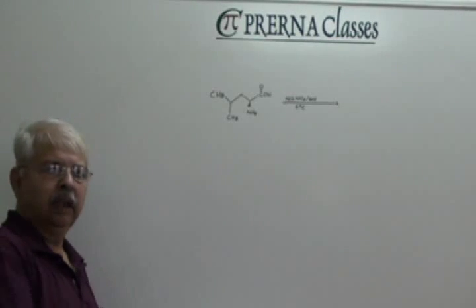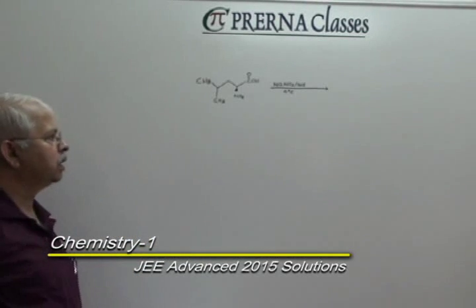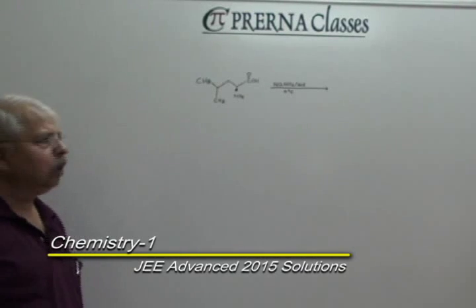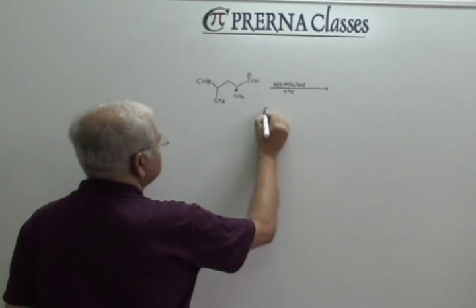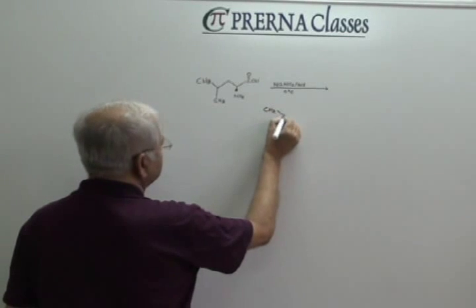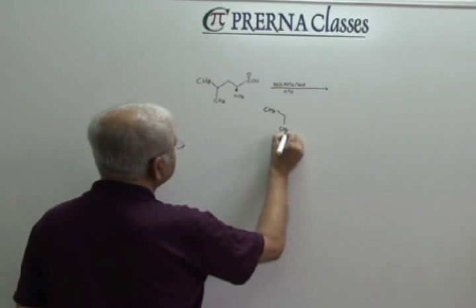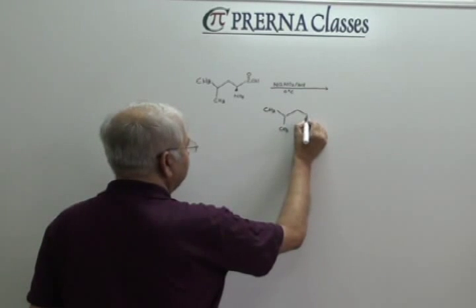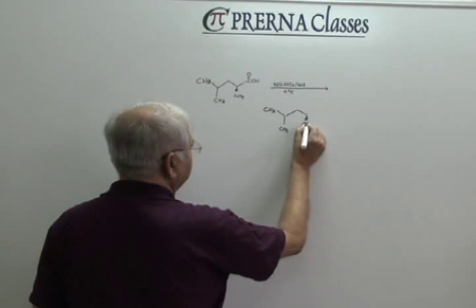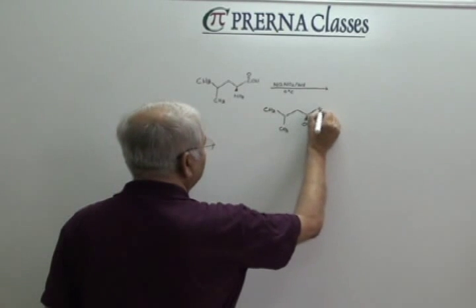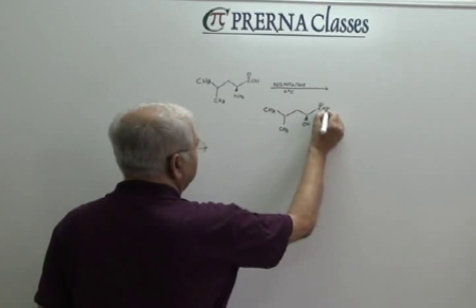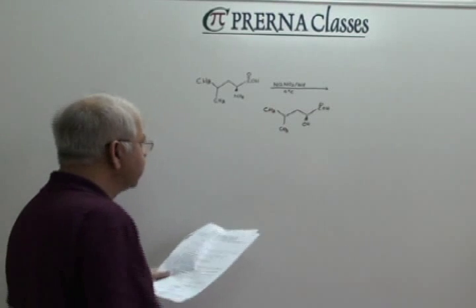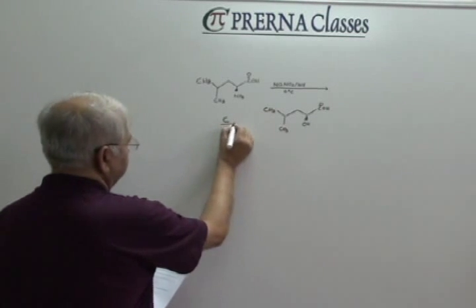Now this is the structure that was treated with NaNO2 and HCl. Now the correct answer would be CH3, CH3. In fact there will be retention of configuration due to neighboring group effect. Now C is the correct option.